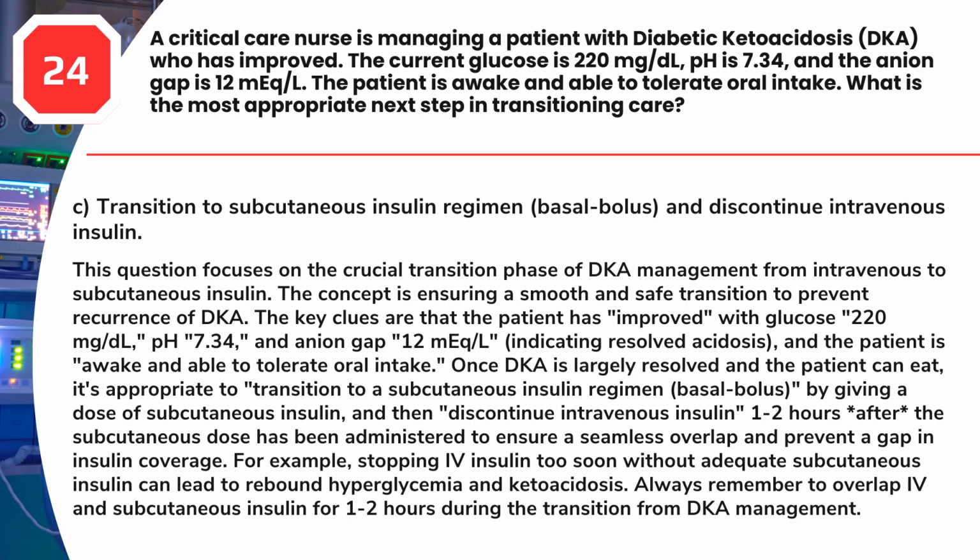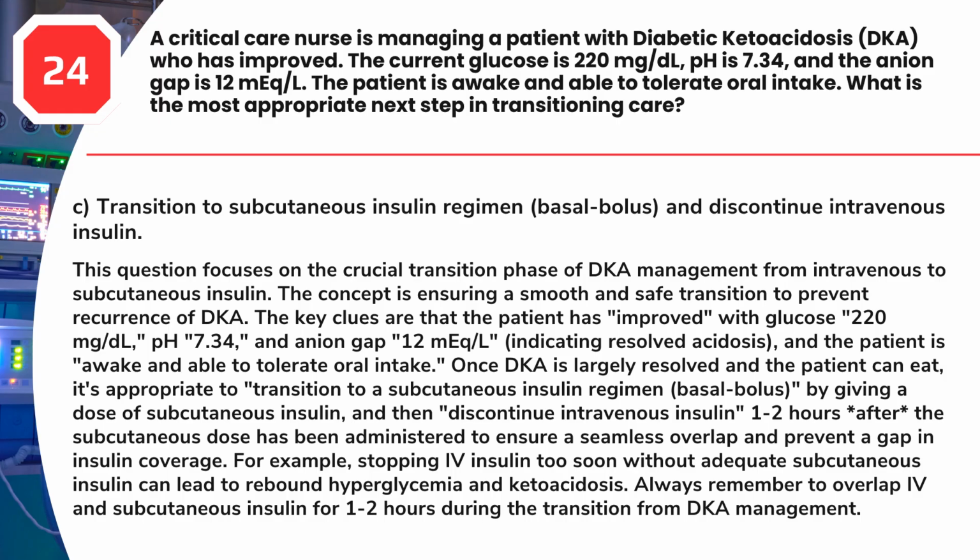Answer C. Transition to subcutaneous insulin regimen, basal bolus, and discontinue intravenous insulin. This question focuses on the crucial transition phase of DKA management from intravenous to subcutaneous insulin. The concept is ensuring a smooth and safe transition to prevent recurrence of DKA. The key clues are that the patient has improved with glucose 220 mg per deciliter, pH 7.34, and anion gap 12 milliequivalents per liter, indicating resolved acidosis, and the patient is awake and able to tolerate oral intake.